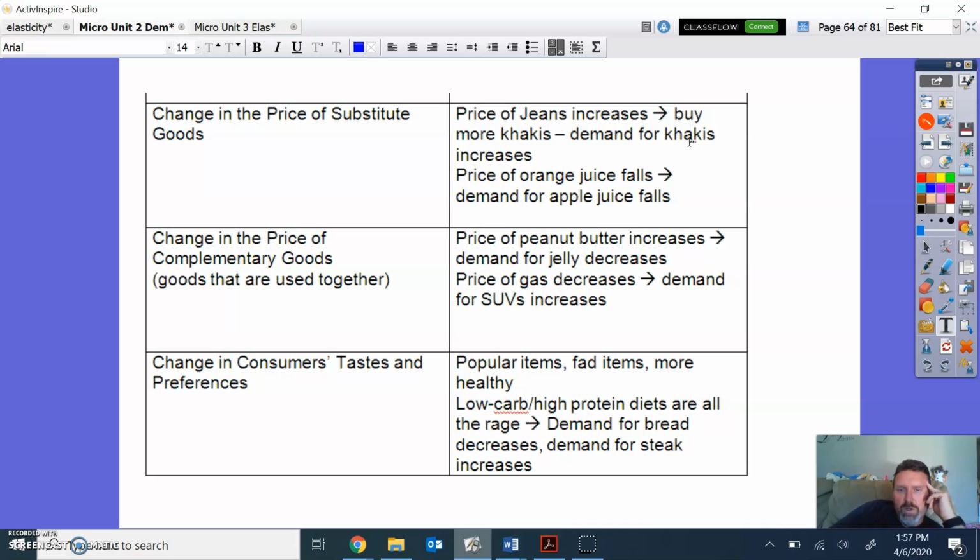If the price of orange juice goes down, people are going to drink orange juice. What are they not going to drink? Well, they're not going to drink apple juice. So demand for apple juice also goes down.